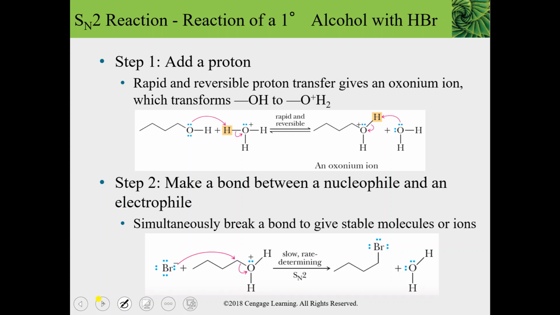Now, SN2 reactions, we're talking about with a primary alcohol now. Remember, SN2 means everything is happening simultaneously. Okay? So the first thing, again, is very similar to the SN1. We're going to form that oxonium ion. The oxonium ion has got to be formed so that the OH can completely come off.